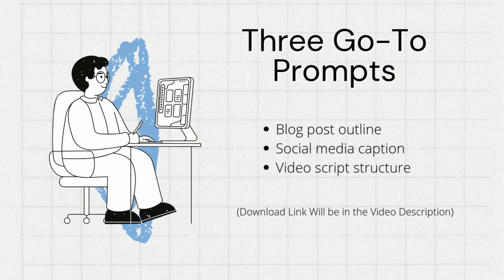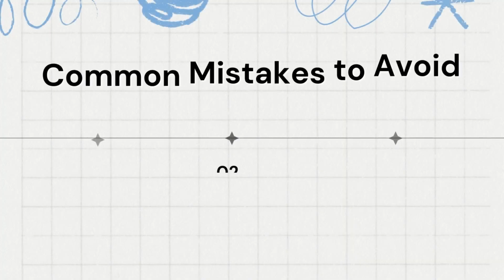And the three types of go-to prompts, which I'm going to have a download link in the video description for, would be a blog post outline, a social media caption, and a video script structure. All of those three prompts I'm going to leave for you to download, and they can be very helpful in the future if you're trying to create different types of content for different types of platforms.